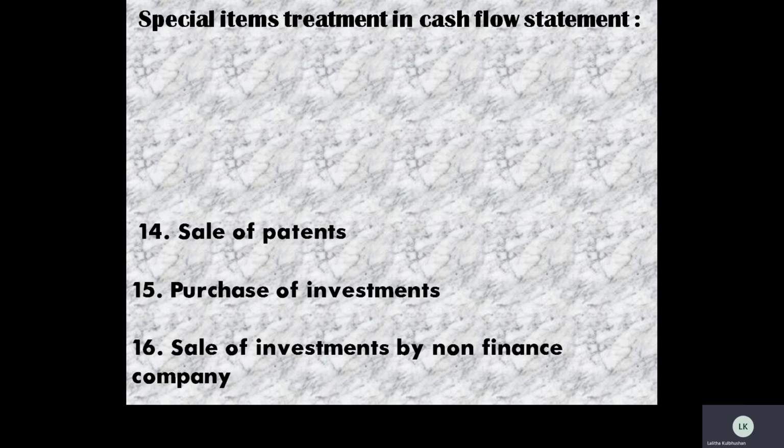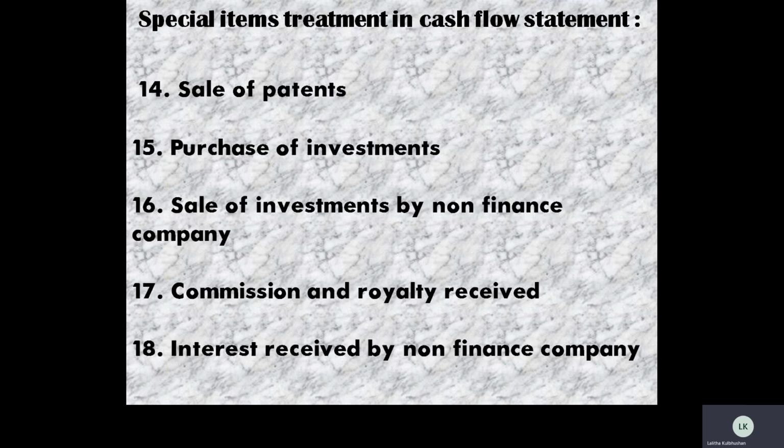Now the next items we are going to discuss. One is the sale of patents. Similar to goodwill, it's a sale of intangibles, so it will be an investing activity. Next is purchase of investments, very clear. It is a part of the investing activity, but purchases mean outflow, so it will be deducted. And the sale of patents will be added because it results in an inflow of cash.